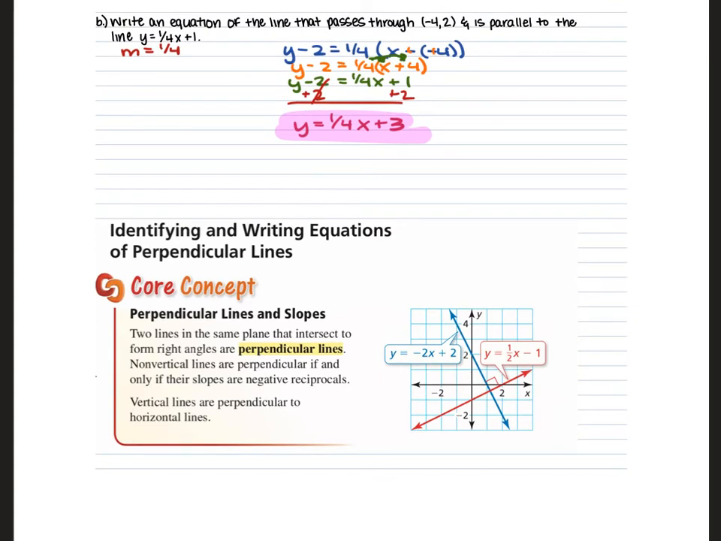Perpendicular lines have reciprocal opposites for slopes. So if you look at this example, we have one line that has negative 2 as a slope and another that's 1/2 as a slope. These two are perpendicular since their slopes are opposites and reciprocals, and they form a 90-degree angle when the two lines intersect one another.